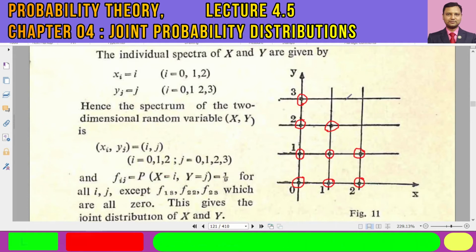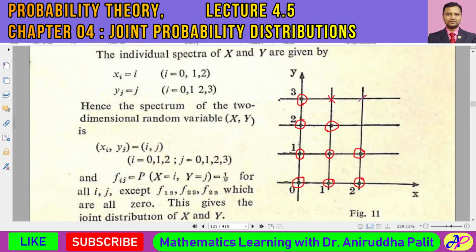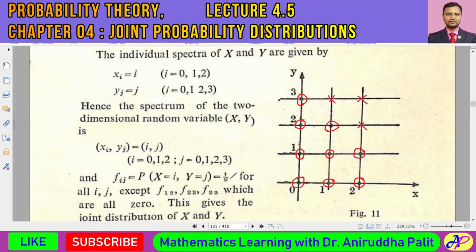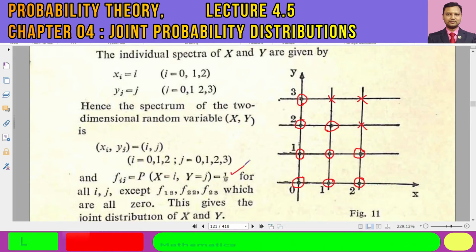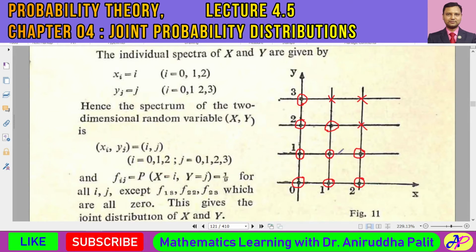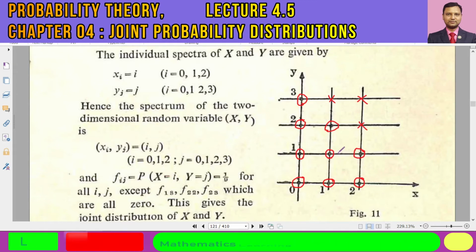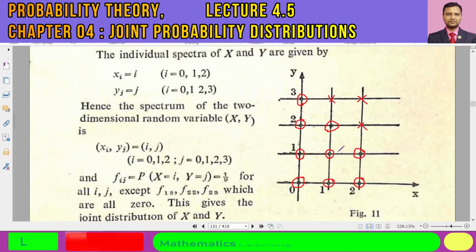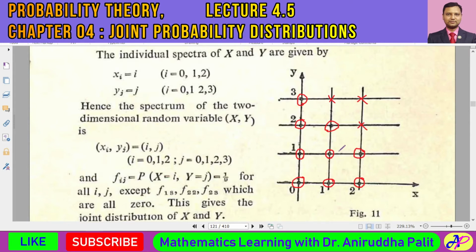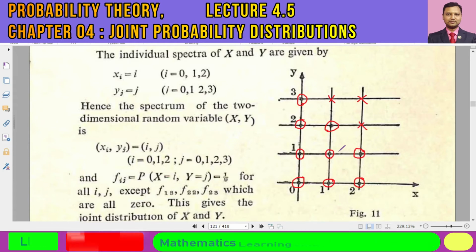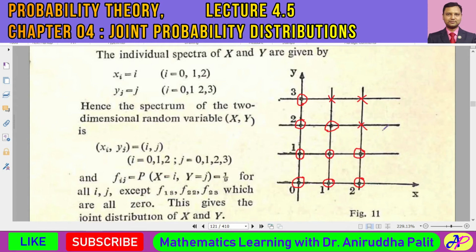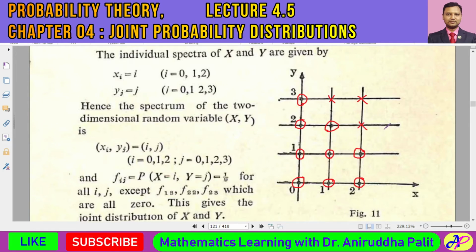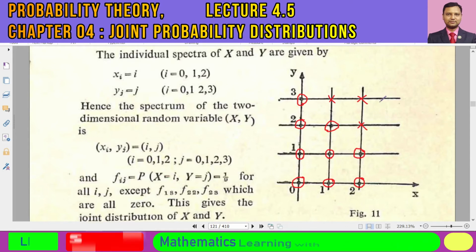And otherwise, at other points, the probability was equal to 0. Therefore, the value of the density function was equal to 0. So we proved in this case that capital X and capital Y, these two random variables, are not independent. They were dependent on each other. We proved all these results, and now in this case we are going to find the conditional density functions.